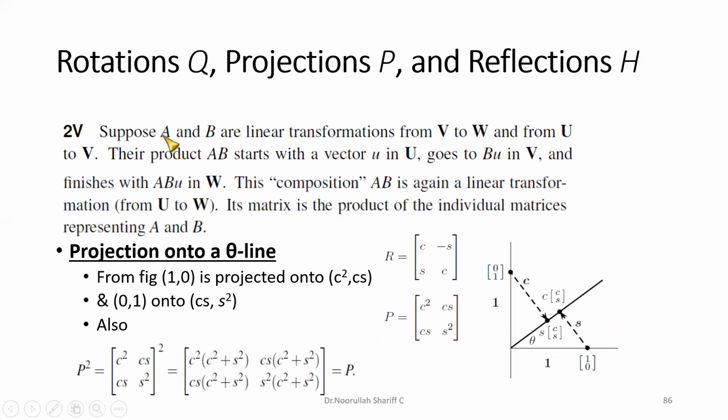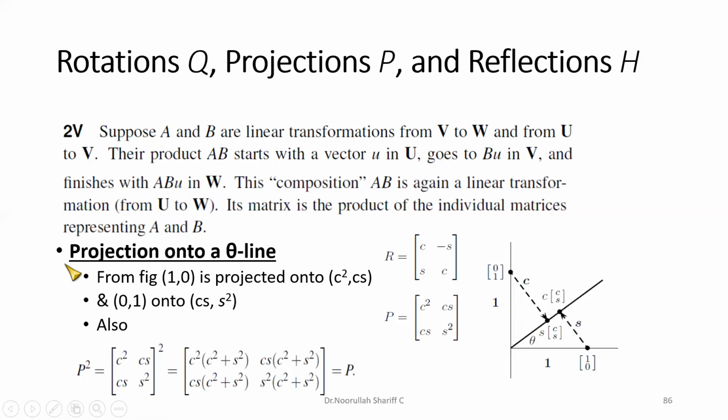Suppose we have A transform which transforms from V to W, and B which transforms from U to V. Their product AB starts with a vector small u in U, goes to Bu in V, and then finishes with ABu in W. This composition AB is again a linear transformation from U to W. Its matrix is the product of the individual matrices represented by A and B. Similarly, we can discuss the same thing about BA also.